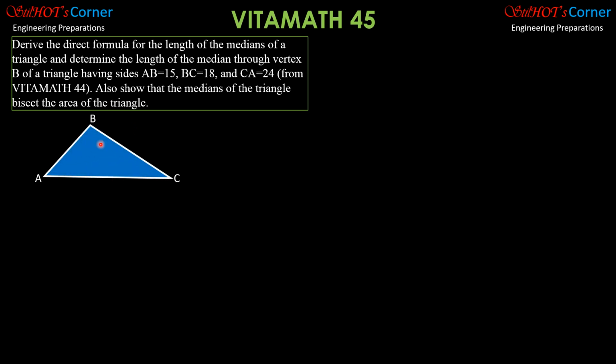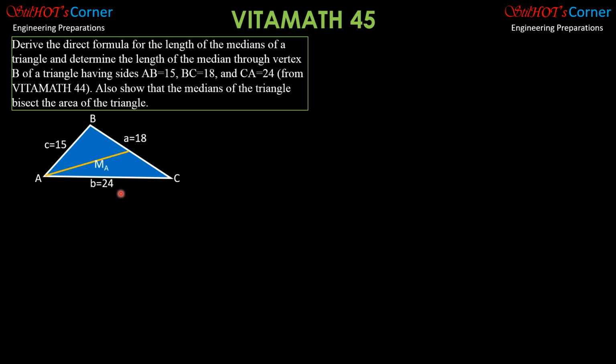So here is the triangle, and I will only derive the length of the median through A, and from the result we will have the other formulas by following the pattern of the formula. So C is 15, BC is A and it is 18, and CA, which is B, is 24 units or 24 cm from that Vitamath problem.